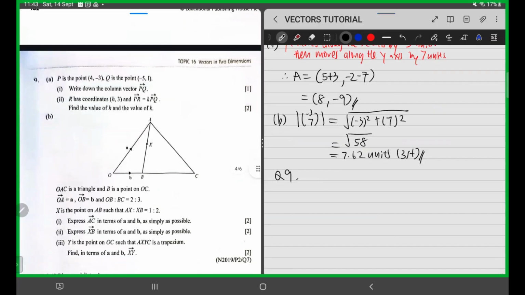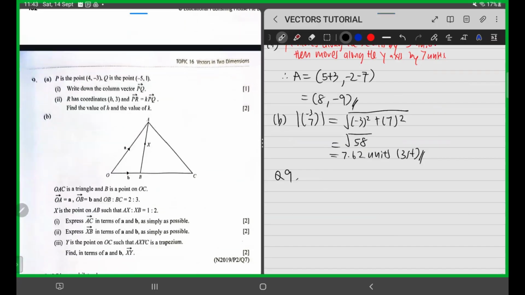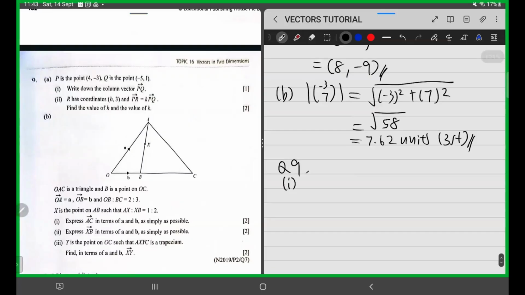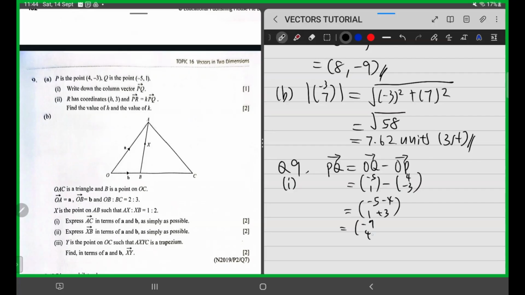Okay, this vector question is pretty long. P is the point (4, -3), Q is the point (-5, 1). Write down the column vector. They just want you to find the vector PQ. PQ is just OQ minus OP, which gives us (-5, 1) minus (4, -3), which gives us (-5 minus 4, 1 plus 3), which is (-9, 4). So that is the answer for PQ.